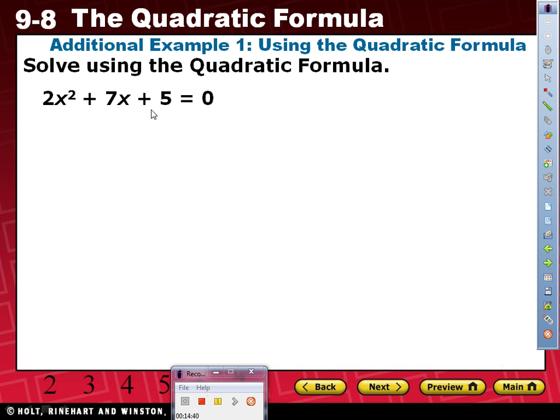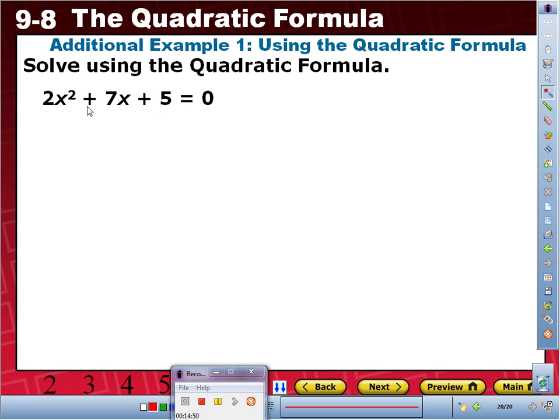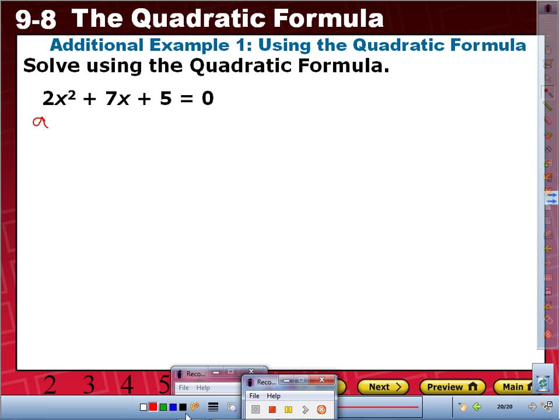2x squared plus 7x plus 5 equals 0. Okay, they already did the first step. Is it in standard form? Yes. Step 2, identify A, B, and C. What is A? 2. What is B? 7. And what is C? 5. Okay, so we got that.